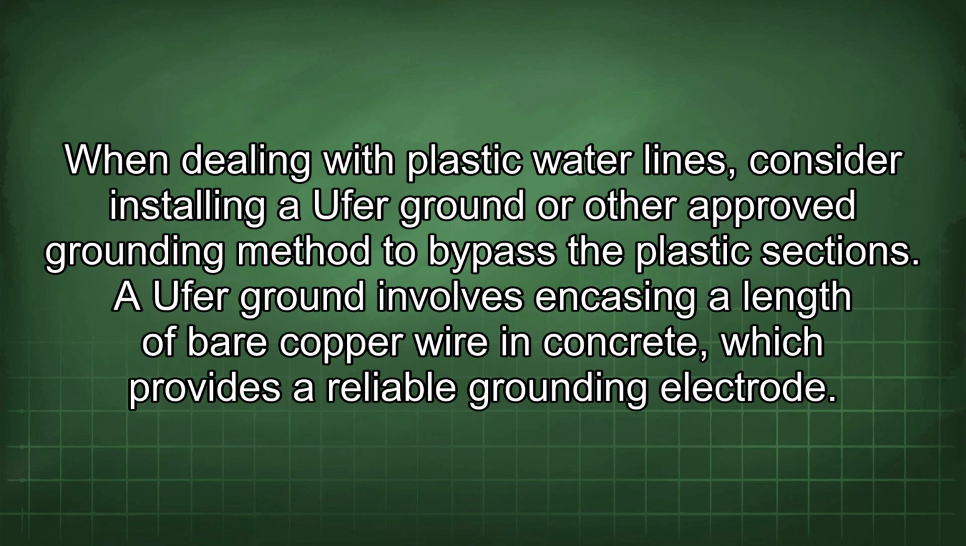When dealing with plastic water lines, consider installing a UFA ground or other approved grounding method to bypass the plastic sections. A UFA ground involves encasing a length of bare copper wire in concrete, which provides a reliable grounding electrode.